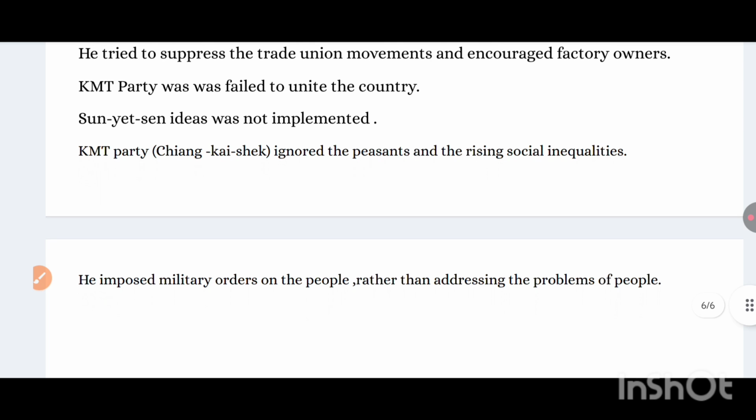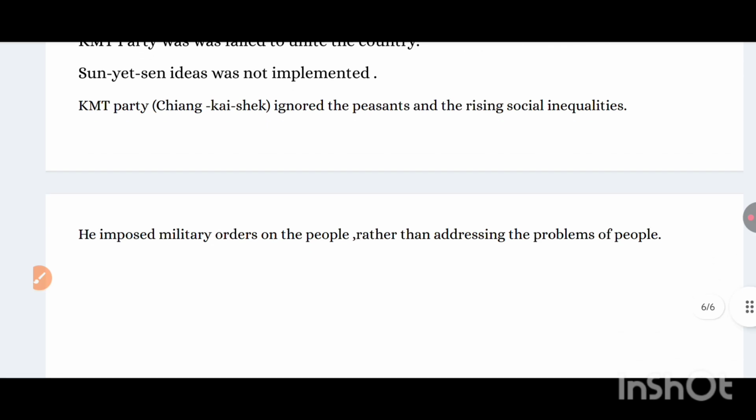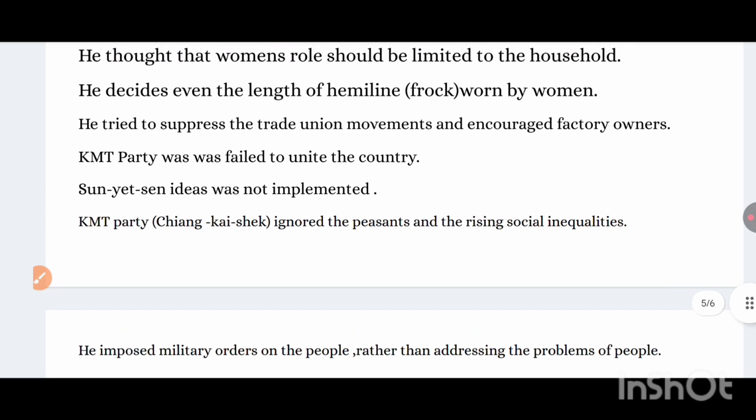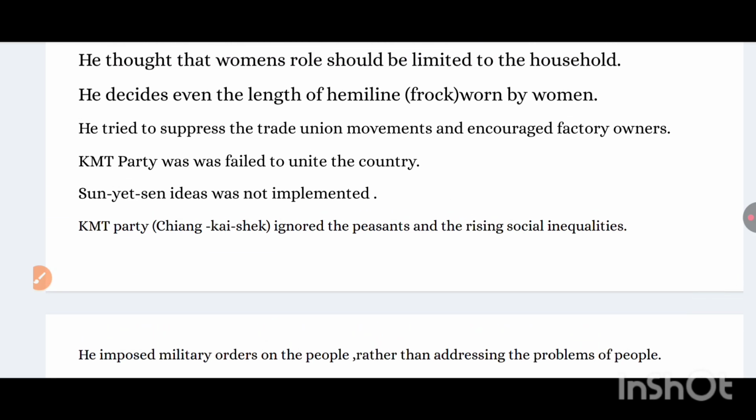In order to save the Chinese people, Chiang Kai-shek imposed military orders on the people, rather than addressing the problems of the people. The KMT party fell down. The KMT party leader's Sun Yat-sen ideas were not implemented. The KMT party failed. Now after that we will discuss another party. The party name is the CCP, the China Communist Party.